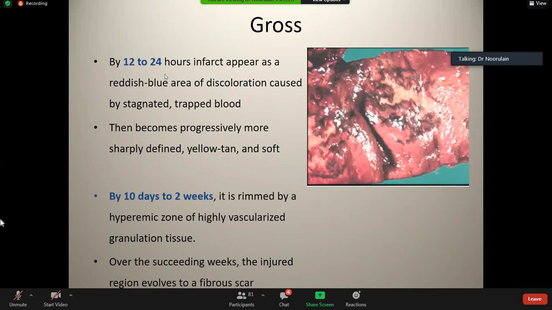Then, at 12 to 24 hours, the infarct appears as a reddish blue area of discoloration caused by trapped, stagnant blood, and it becomes progressively more yellow and tan. By 10 days to 2 weeks, it is rimmed by a hyperemic zone of highly vascular granulation tissue, and there is scarring. After 10 days to 2 weeks, there is scarring of the heart muscle, and it evolves into the fibrous scar.